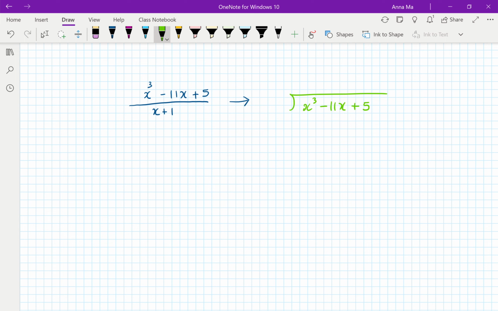Now for the cubic polynomial, see how it's missing the quadratic term? It's got x cubed, and it doesn't have any x squared, it goes straight to x and then a constant. In that case, could I recommend you leave a space for the quadratic term? So leave a bit of a blank space and then write negative 11x plus 5. Or I know some people even like to write plus 0x squared, and that's because if you don't have all the terms in that order, you might make silly mistakes.